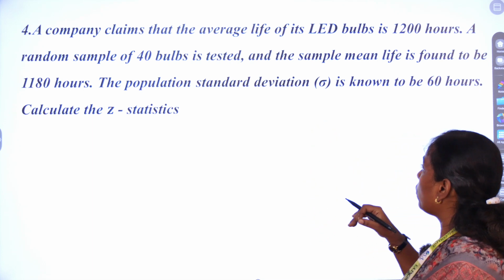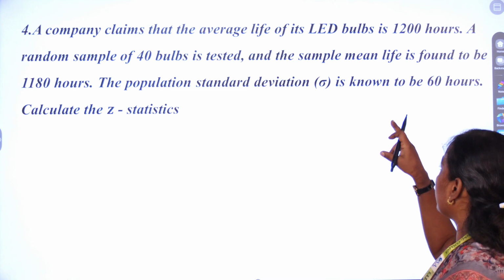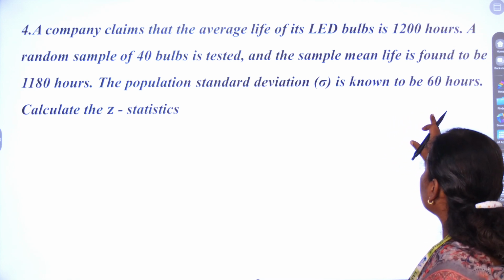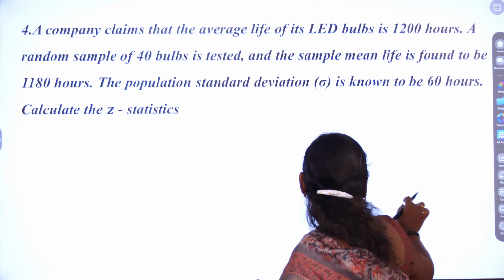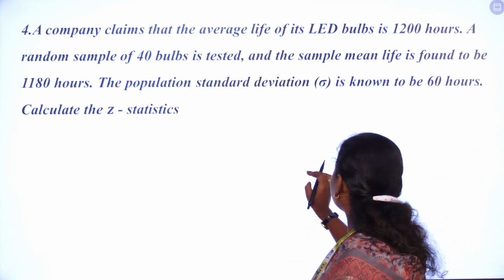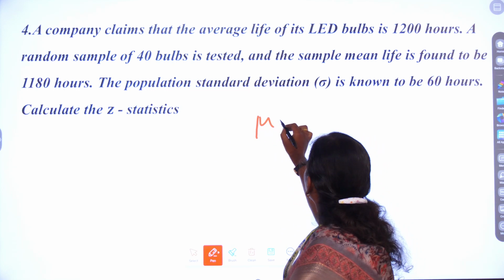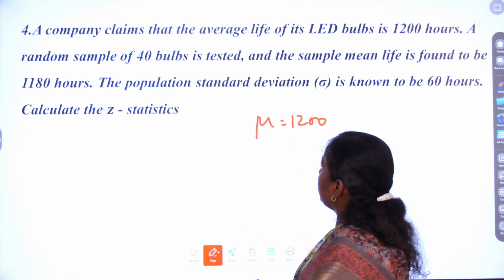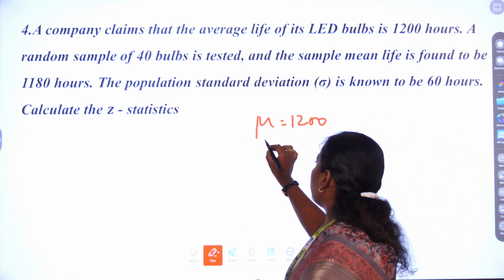Now if you look at this problem, what is given to us? A company claims that the average life of its LED bulb is 1200. So what is given to us? Mu is equal to 1200. The next, a random sample of 40 bulbs. What is meant by random sample?